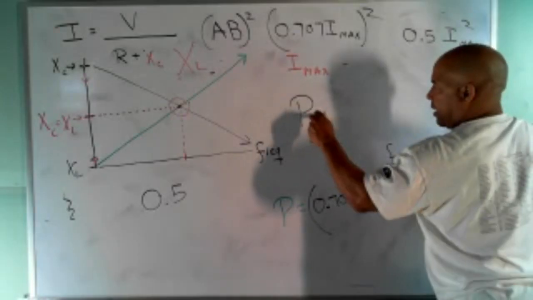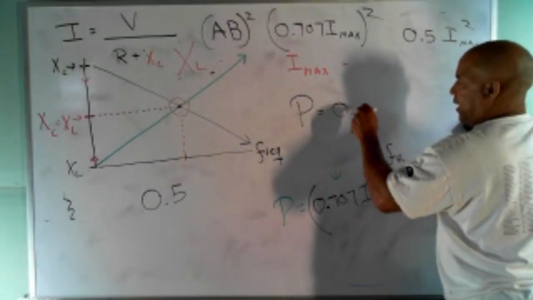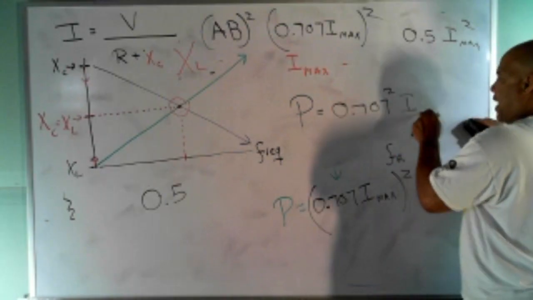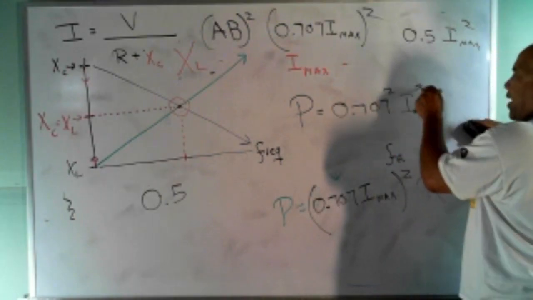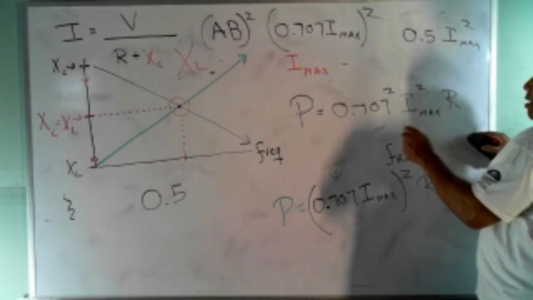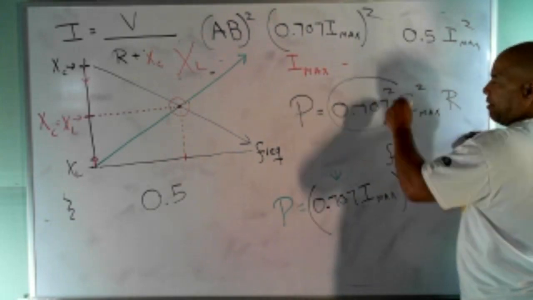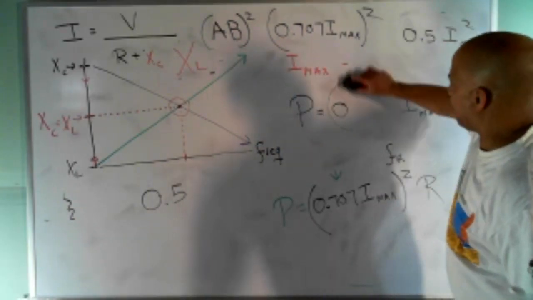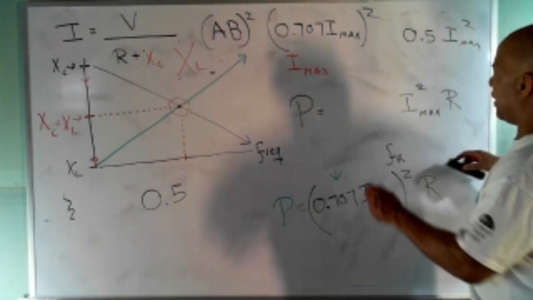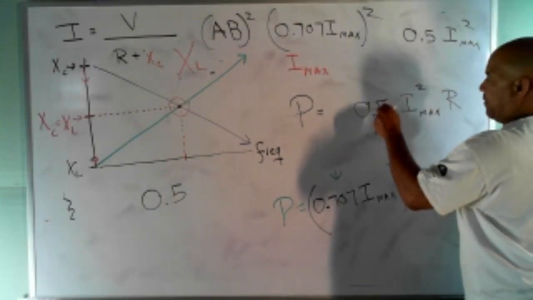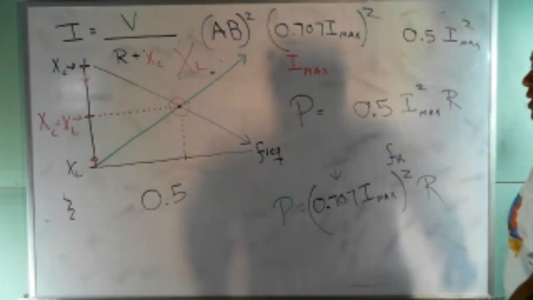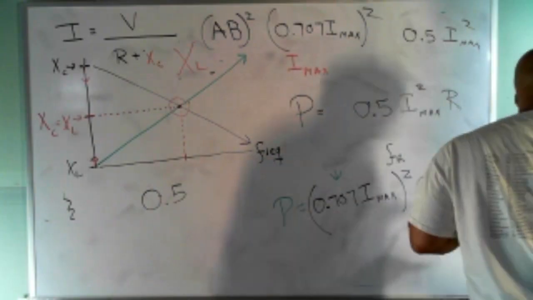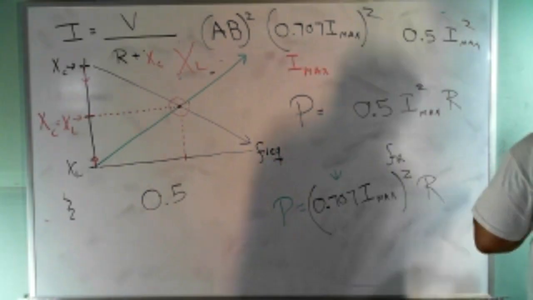I have P equals 0.707 squared times I max squared times R. And Jacob just told me that this right here evaluates to 0.5. So I can erase that if I want to and put a 0.5 there, right? So that's the power at that point, because that's what I asked you for.